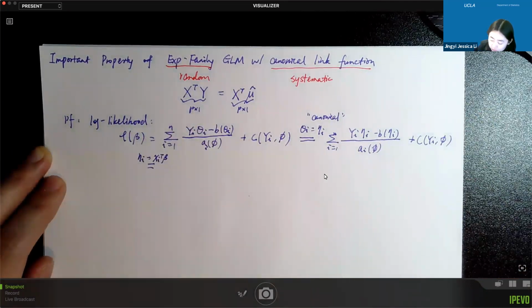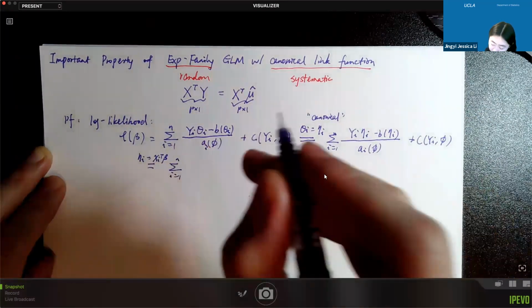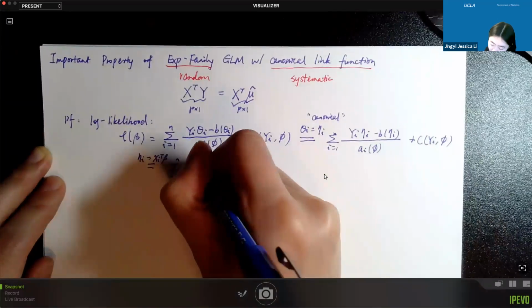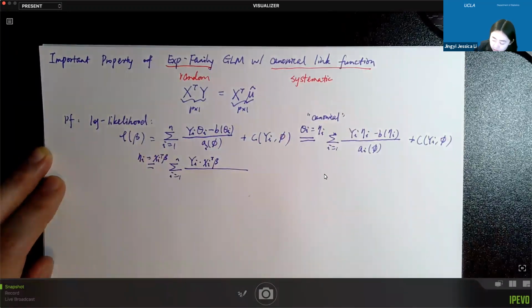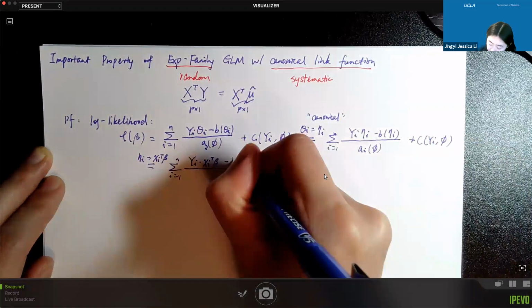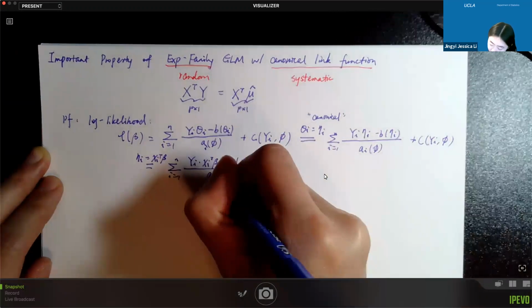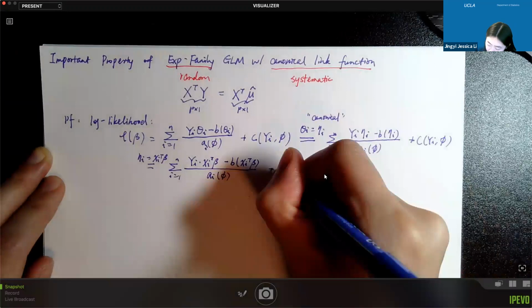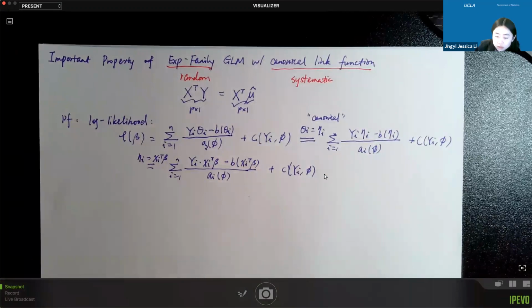So we're going to put eta i in, and we can see that we would have yi, a scalar, times xi vector transpose beta. We have an inner product between xi and beta, and minus b of xi transpose beta. The denominator stays, the last term stays. And my interest is beta. So I'm going to take the gradient of the log likelihood with regard to beta.